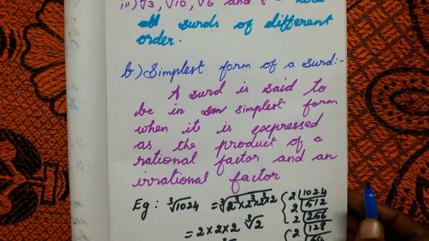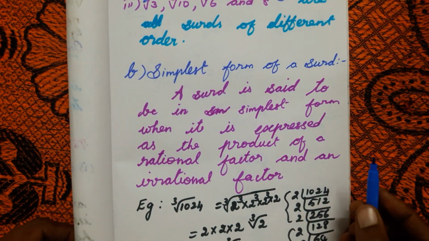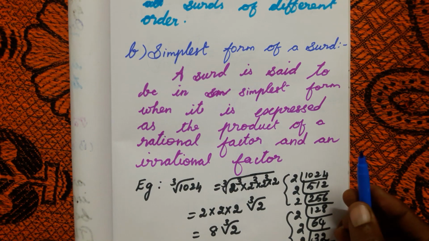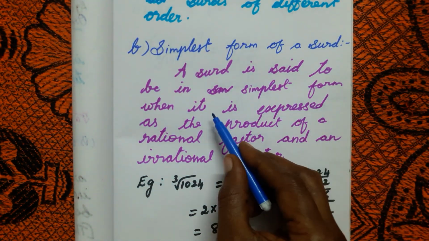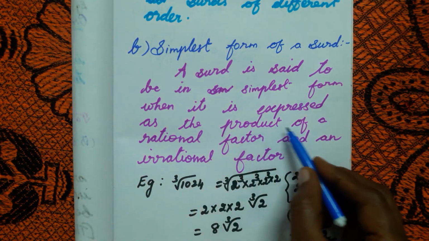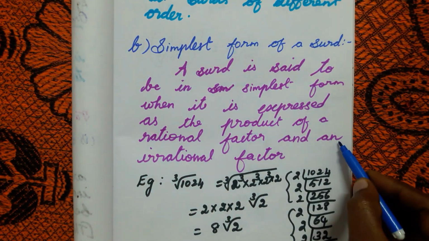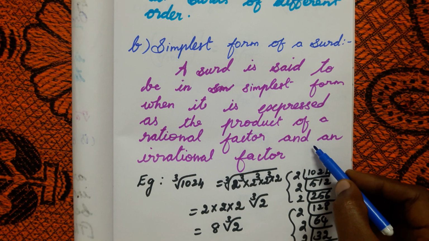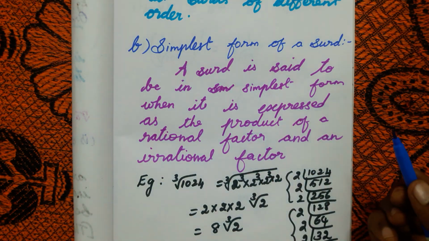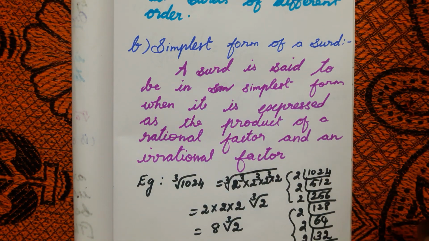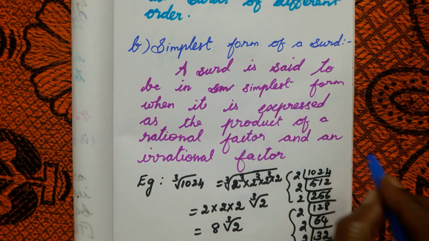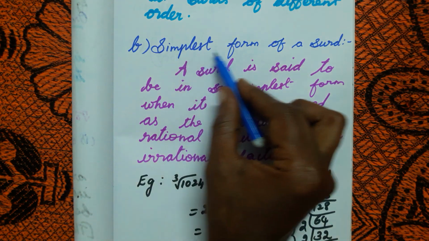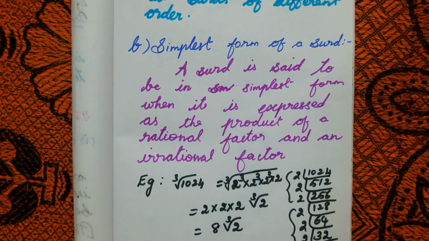Next, simplest form of a surd. A surd is said to be in simplest form when it is expressed as the product of a rational factor and an irrational factor. When we write the product of a rational factor and an irrational factor, we can say that is the simplest form of a surd.